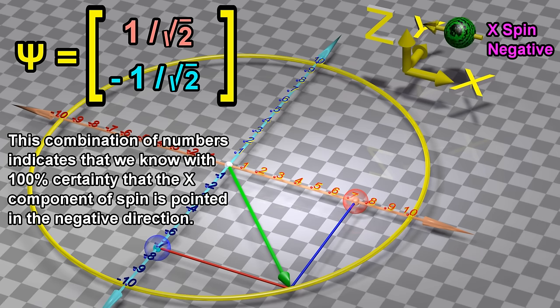Though, if we have a system with two electrons that are entangled with one another, then it's possible to have a quantum state in which the spins are completely unknown in all directions.